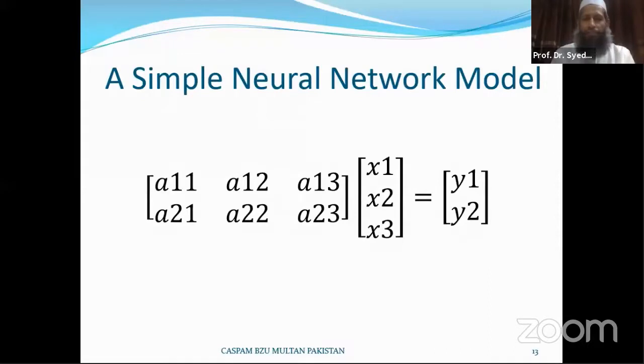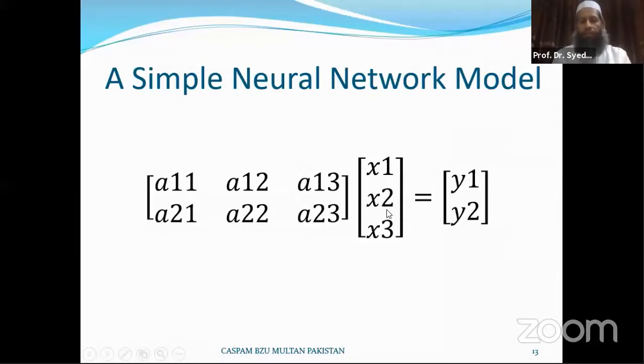This is a simple neural network model. I will not go into much detail, but I just want to mention how abstract it is. You know, this is a matrix A. This is our column vector. When we multiply this matrix with this vector, we get this vector y1, y2.